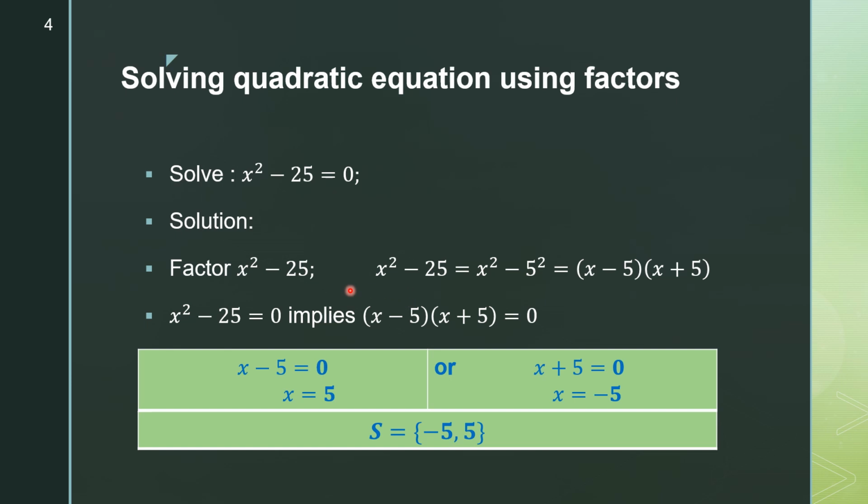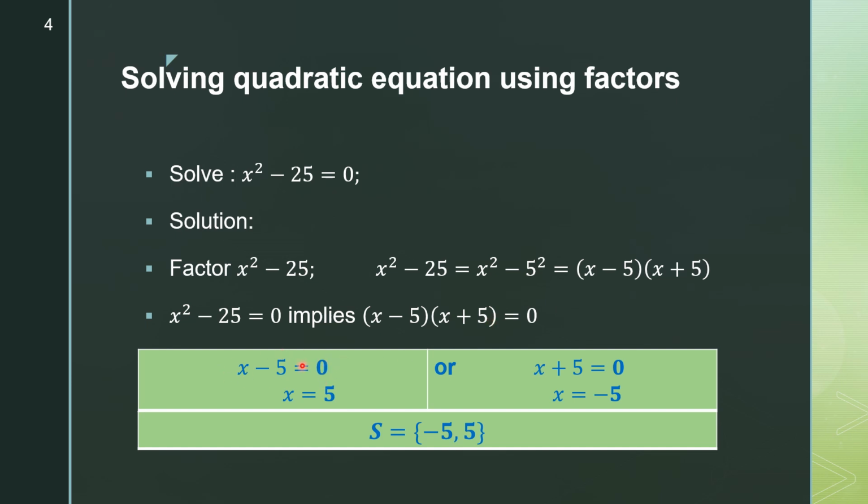Now, if you have two numbers, their multiplication is equivalent to 0. It means that either the first number is 0 or the second number is 0, or both of them are 0. So if the first number is 0, it means x minus 5 equals 0. And if the second bracket is 0, it means x plus 5 equals 0. So either this condition or this condition. If one of these two conditions is satisfied, the equation will be satisfied.